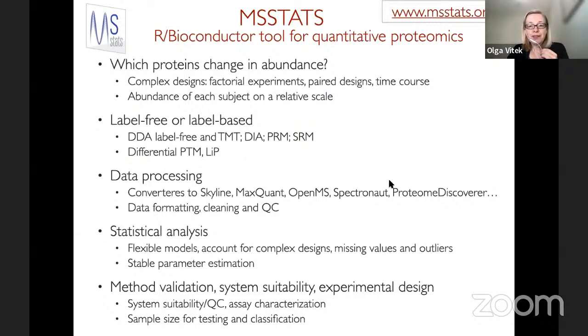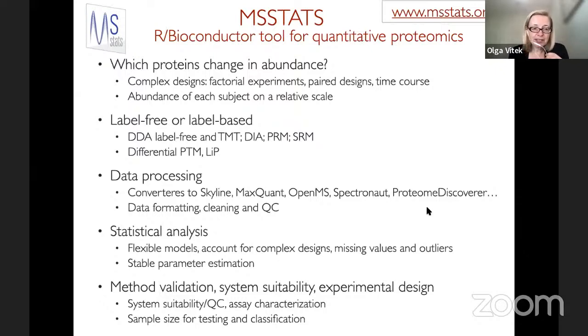In terms of the input to MSstats, the input will be the output of data processing tools, such as we discussed last week, so Skyline and FragPipe, but MSstats also provides converters to a much broader variety of tools, in particular MaxQuant, OpenMS, and open source, and also commercial tools such as Spectronaut, Proteome Discoverer, etc.